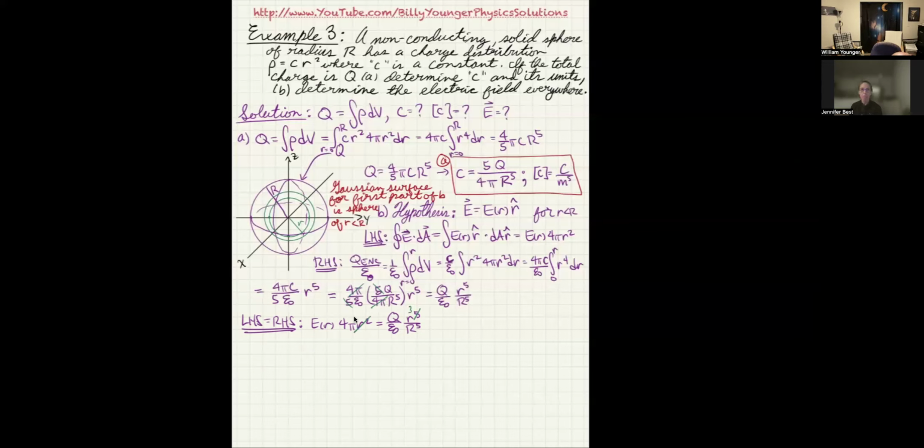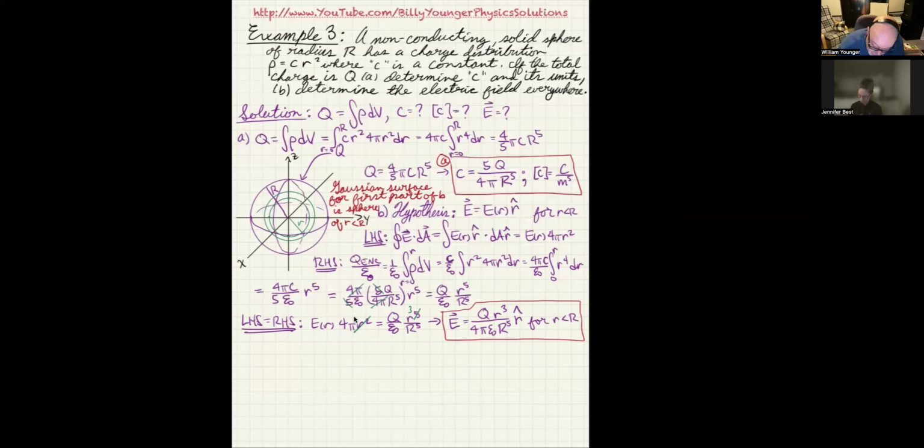So at least for the r less than big R case, we're going to have the electric field E is actually equal to q r cubed over 4 pi epsilon naught R to the fifth times r hat, for r less than big R. So now we have the electric field inside. Not too bad, right?